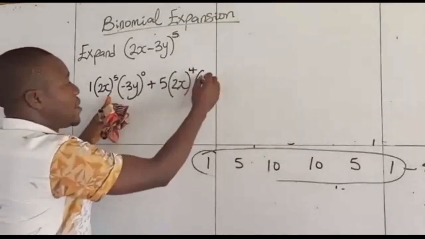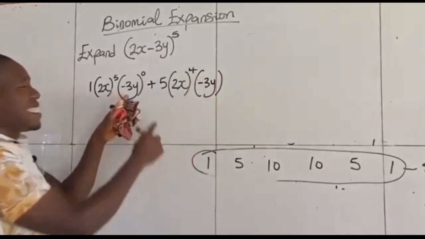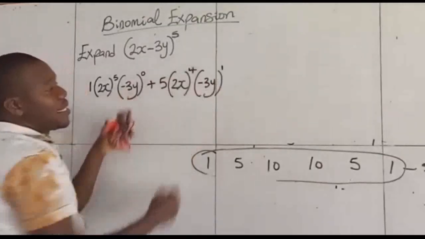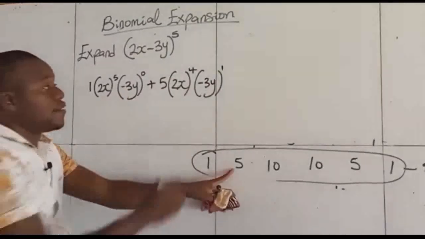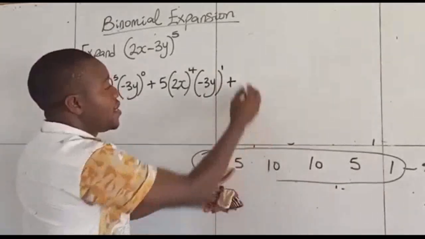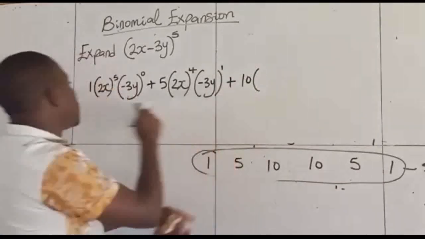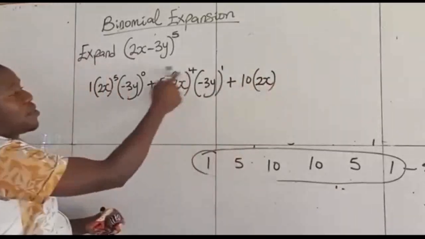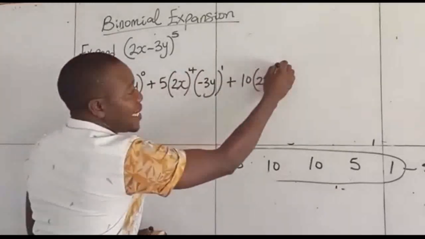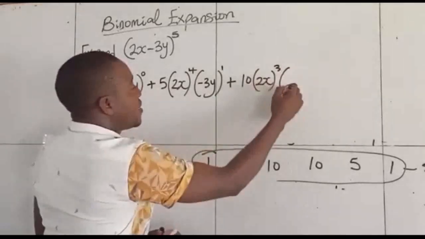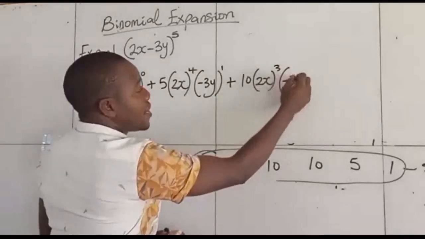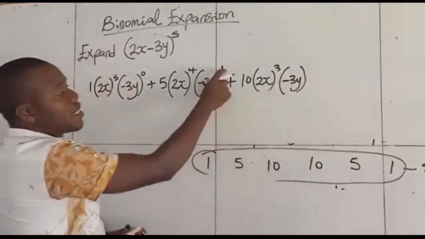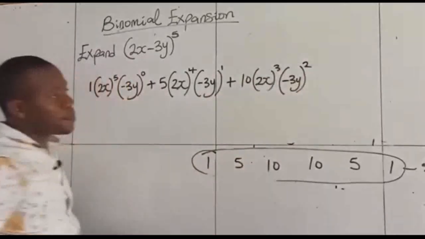Then we have minus 3y. The power increased from 0 to 1. We are done with coefficient of 5. Plus, the next coefficient is 10. We pick the first expression, 2x. The power will further reduce from 4 to 3. Then we pick the next term, minus 3y, and the power increases from 1 to 2.